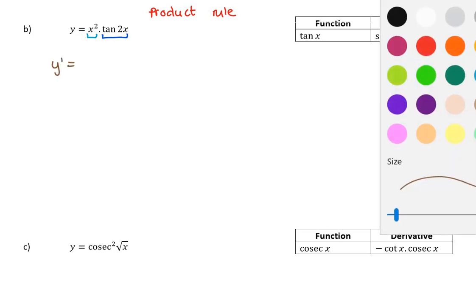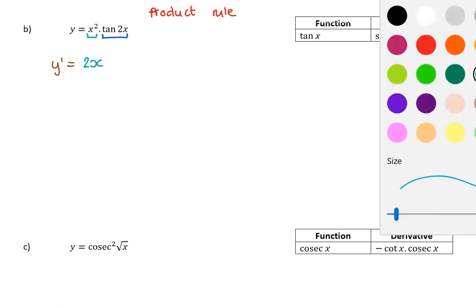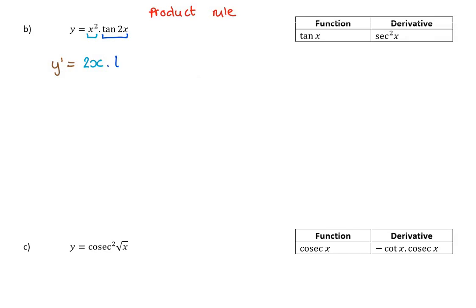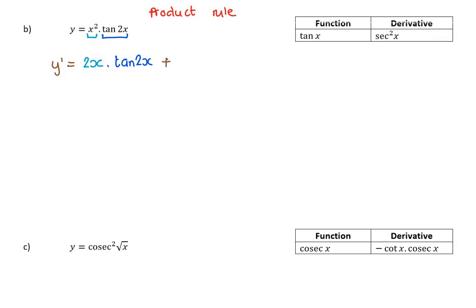So what is y dash? Well, the product rule says differentiate the first function, so x squared differentiates to 2x, multiply by, leave the second function alone, so that's tan 2x. And then it says plus, leave the first function alone, so that's going to stay x squared, multiply by differentiate the second function. And tan 2x will simplify to sec squared.